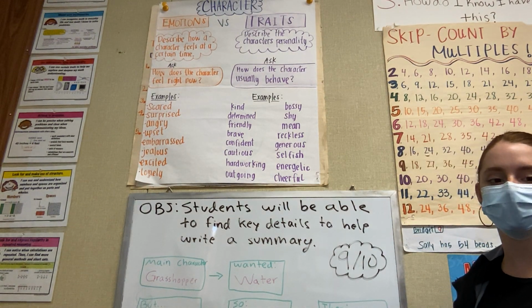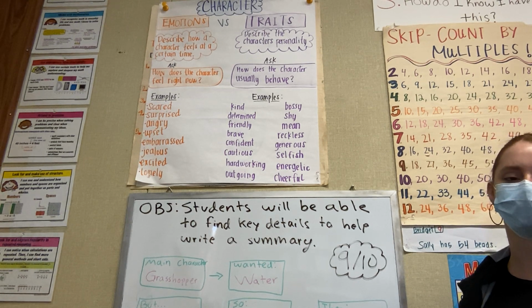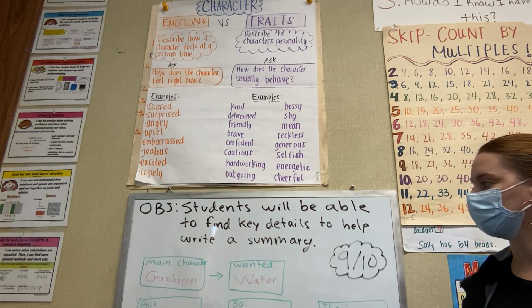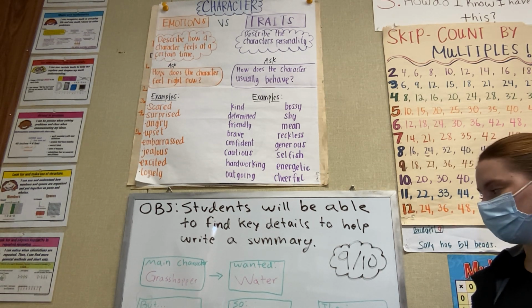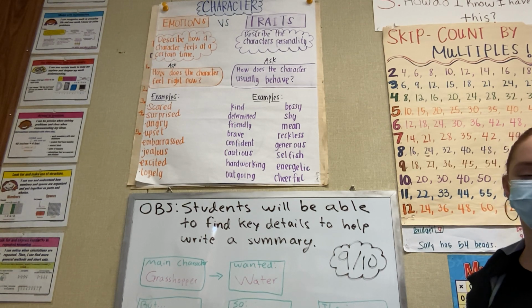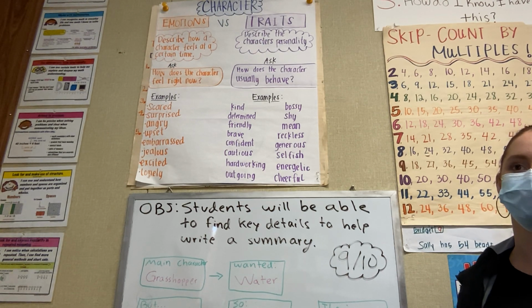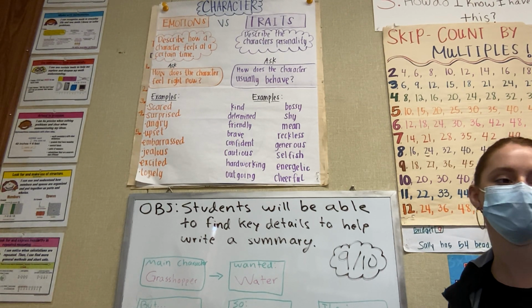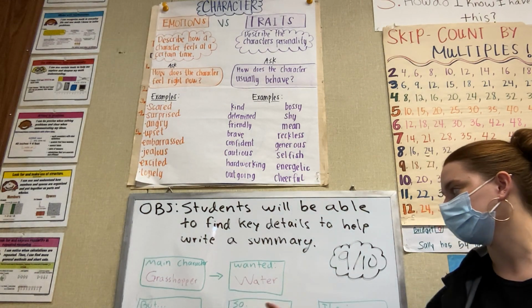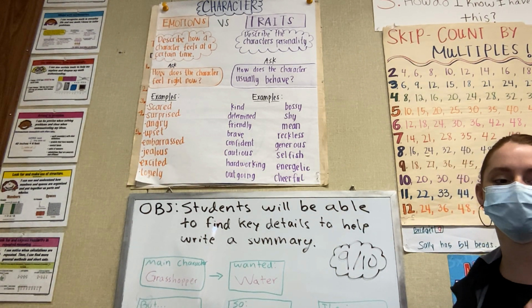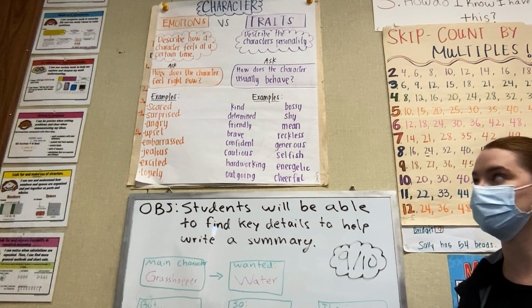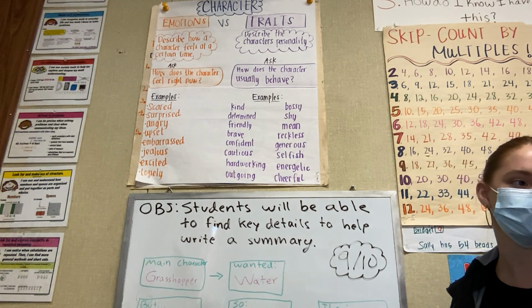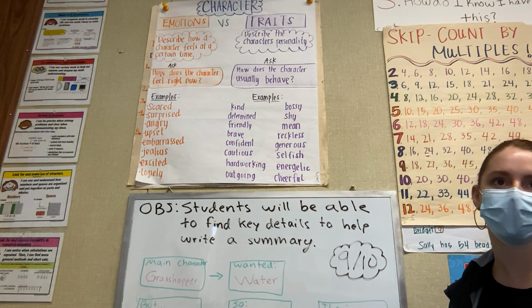And remember, summaries have to be in your own words. And they're supposed to be shorter than the regular story. By using all of these pieces of a story that we've learned before, right? Like we learned about key details, we learned about problem and solution, character. Like we've learned about these things. By using them, we can just write a summary. So summaries are really basically based off what we already know.